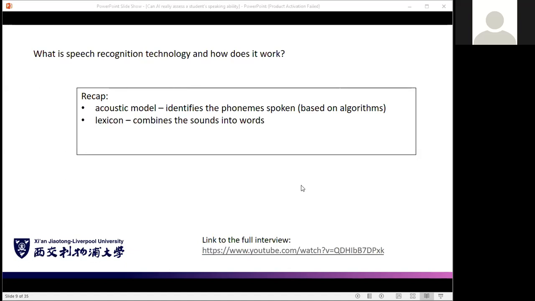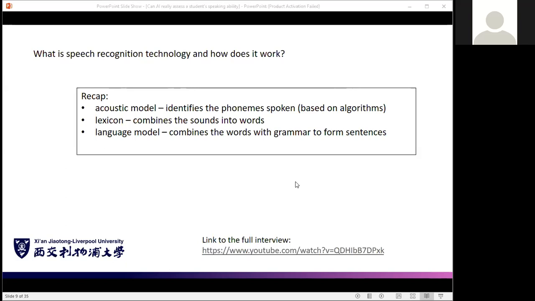The lexicon is based on a huge corpus of how language works together and how sounds work together, and it uses this as like a database to take the phonemes recognized and combine them into words. And then the language model applies the grammar to the words to form sentences.